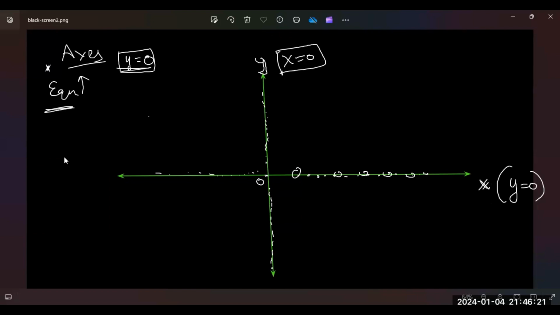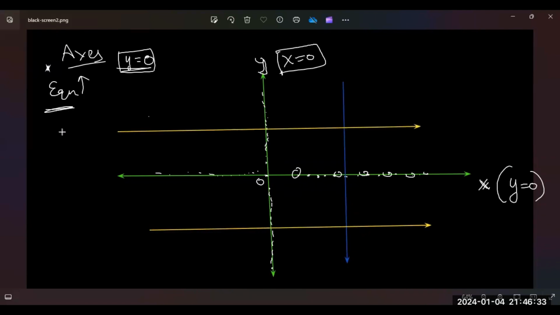For example, what about this line? Or what about this line? Or what about this line? How would you represent them? They are also represented similarly.